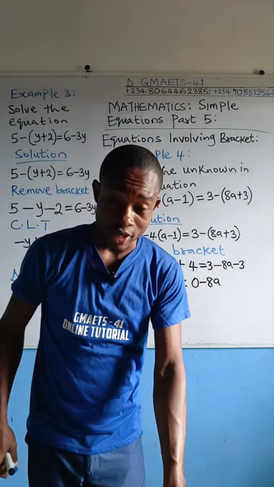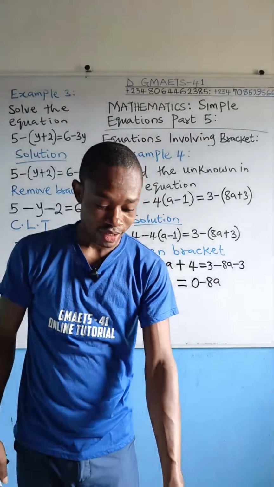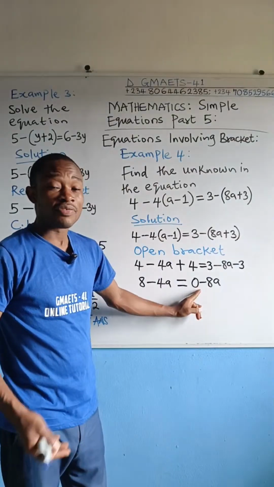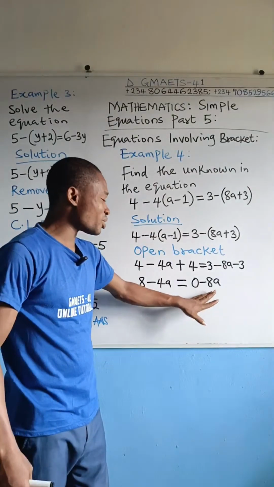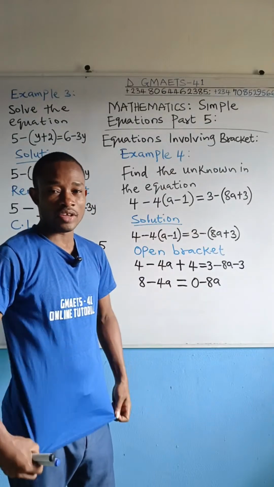Don't mind me. I'm trying to also look at to be sure that the network is still cooperating. Okay, let us round off quickly. This 0, if you like, you leave it. If you don't like, you can just throw it away and just write your minus 8a. But I'm going to leave it there. I have my reason why I want to leave it, okay?